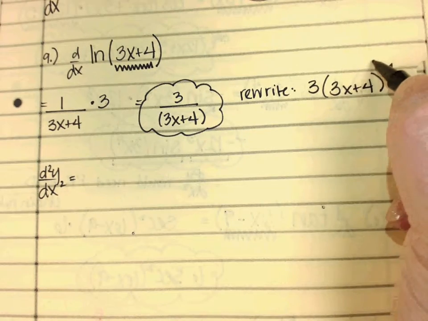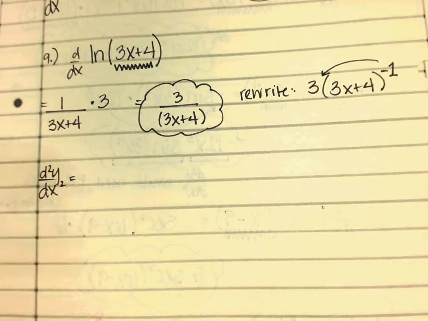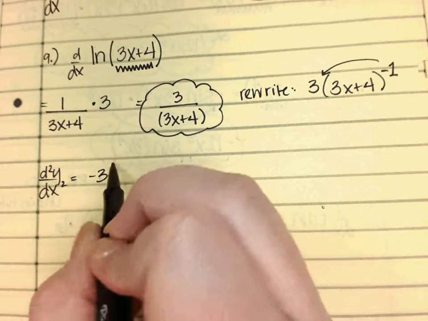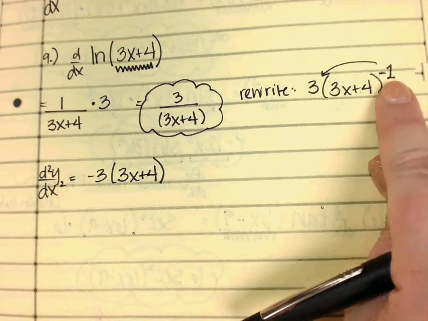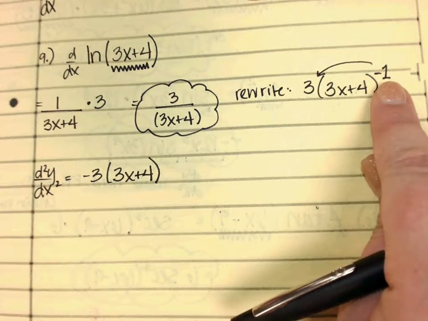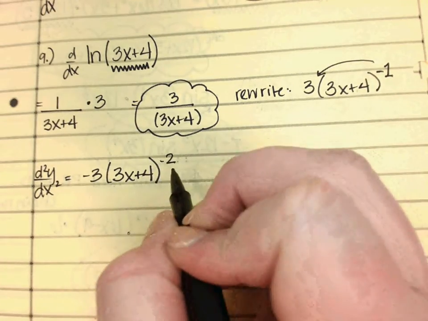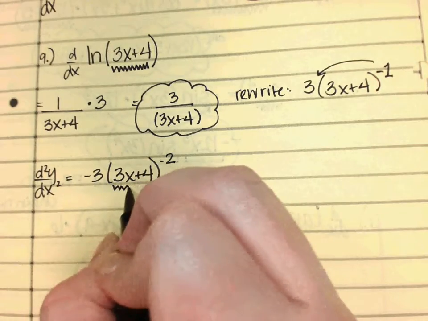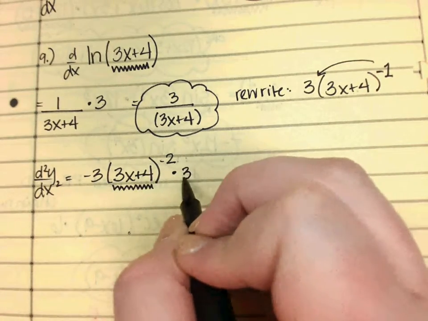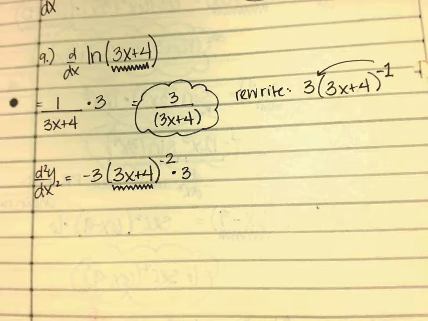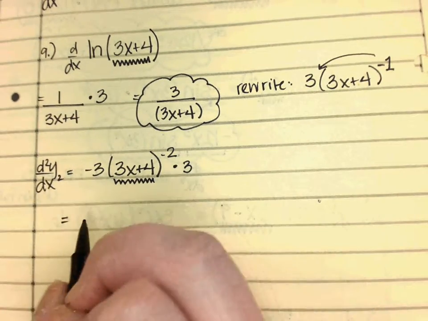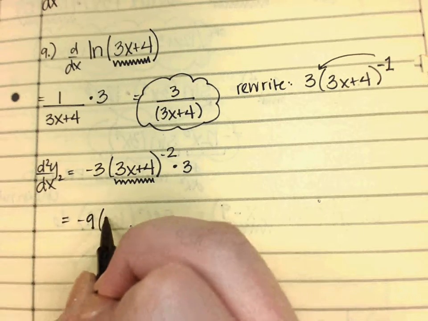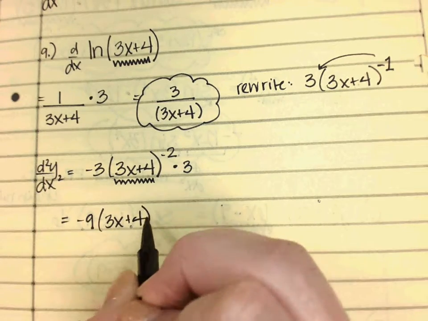Derivative. -1 times 3. What do I have in the front? My core stays the same, 3x + 4, but instead of being to the minus 1, I have to take away 1 more. Now it's to the minus 2. Very good. Then I have to times by the derivative of the middle, which is a times 3. Now, are they going to leave those 3 separate? No, put it together. -3 times 3 is -9. 3x + 4 was to the minus 2.